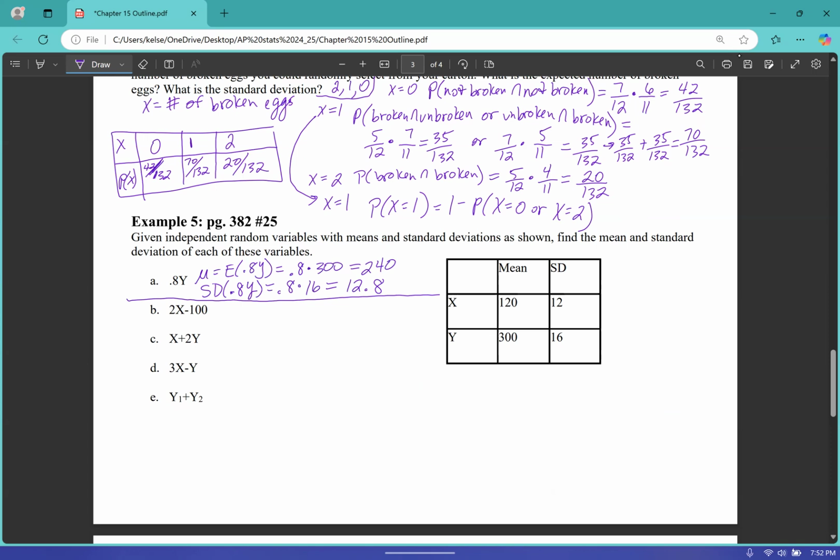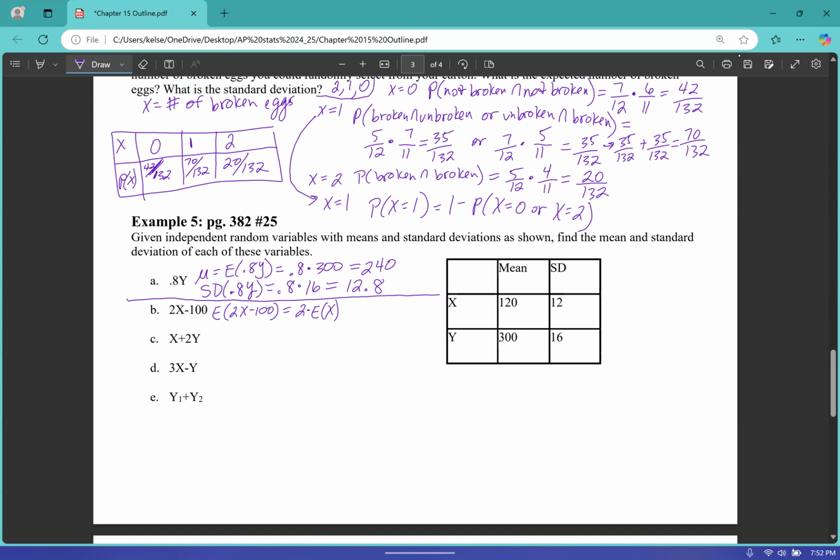Now we're going to look here at B. We're going to do 2 times our x and then subtract 100 from it. So again, we know that the expected value of 2x minus 100, well, we're going to do 2 times the expected value of x.